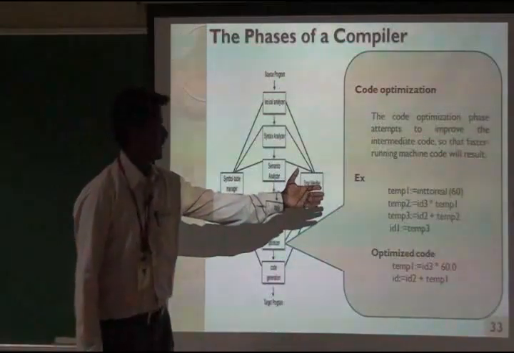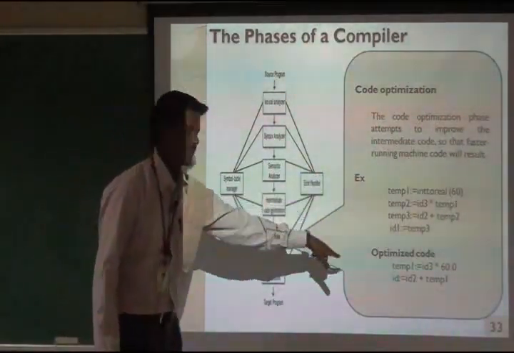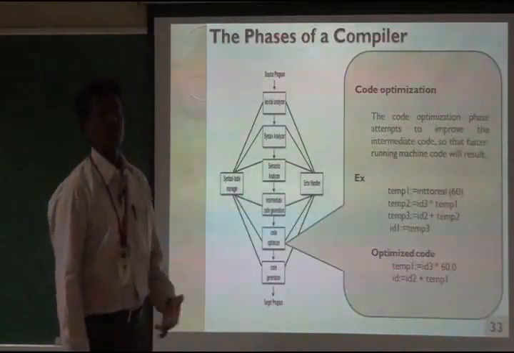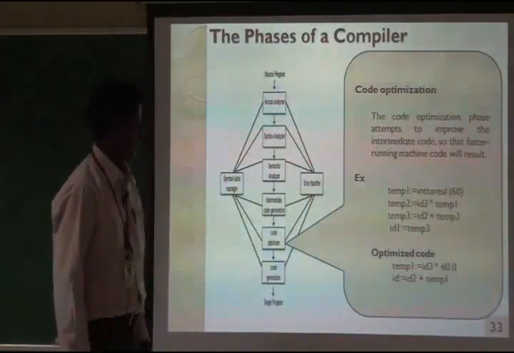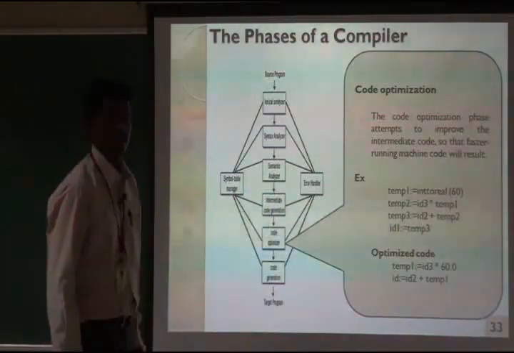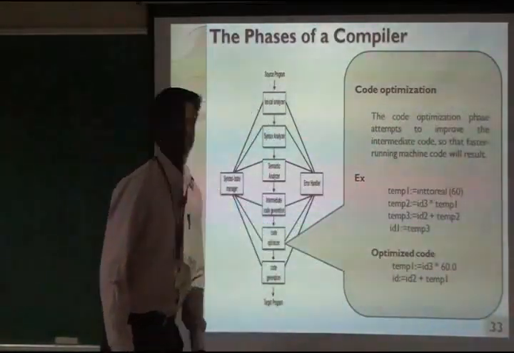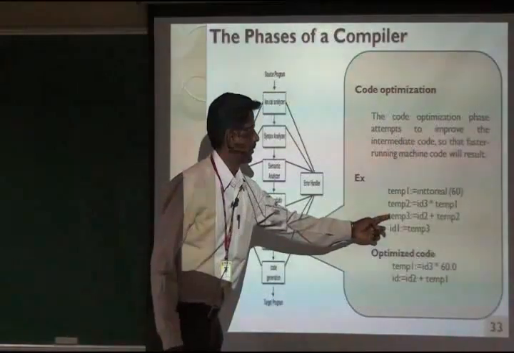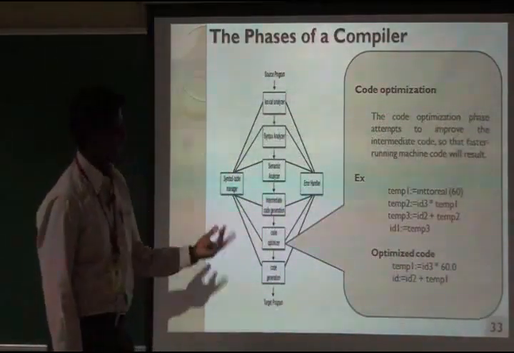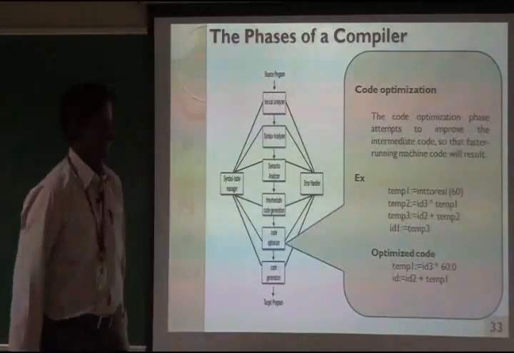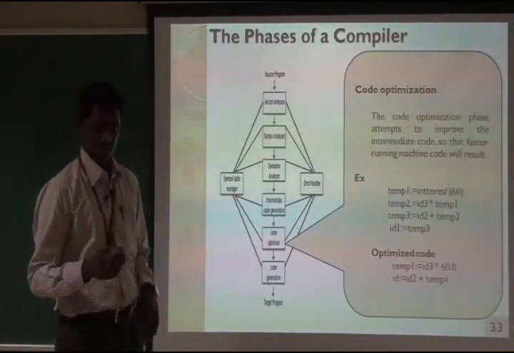So here you have our intermediate code, a 4-line intermediate code that can be reduced to 2-line code. That is called optimization, right? For the integer to real conversion, you can go for direct multiplication with a float: temporary 1 equal to id 3 into 60. By doing so, the 2 lines are reduced to 1 line. Then instead of using another temporary, you can do the addition and assign the value to id directly. So a 4-line intermediate code can be reduced to a 2-line intermediate code. You are reducing 50% of the code.